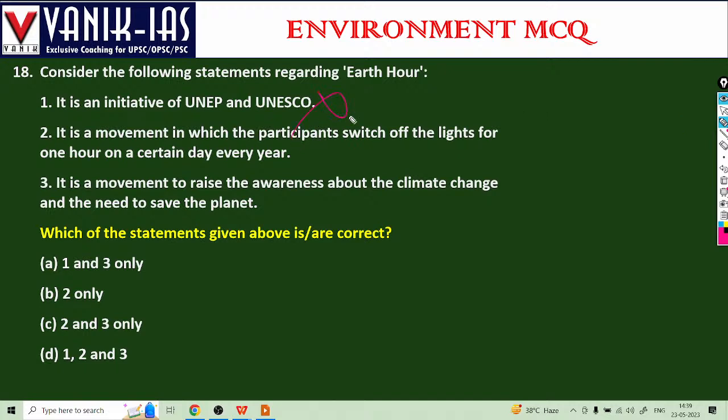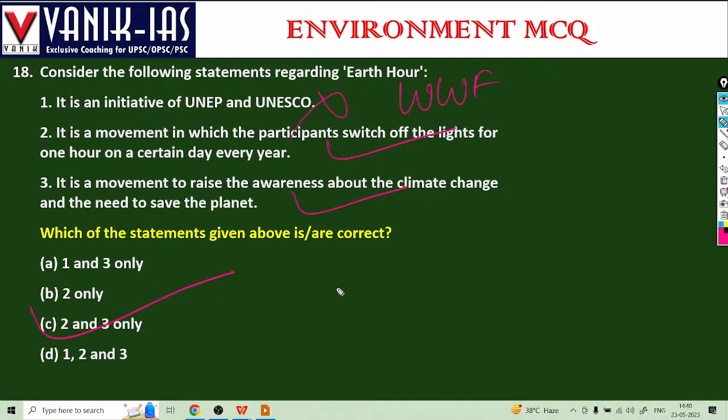It is not by UNESCO, it is by WWF, right? It is not by UNEP or UNESCO. It is a moment in which participants switch off the lights for an hour on a certain day of every year. Yes, it is a moment to raise awareness about climate change and the need to save the planet. So, statements 2 and 3 are right.